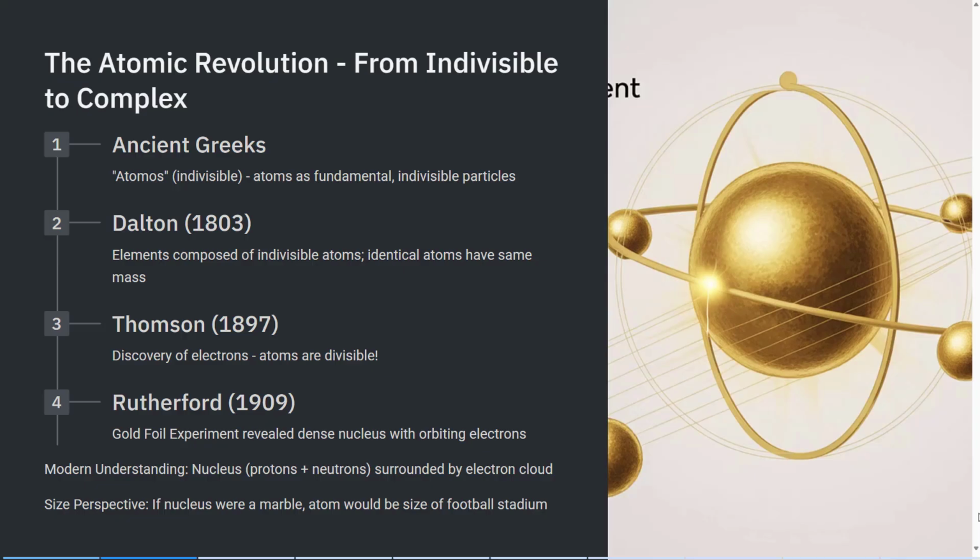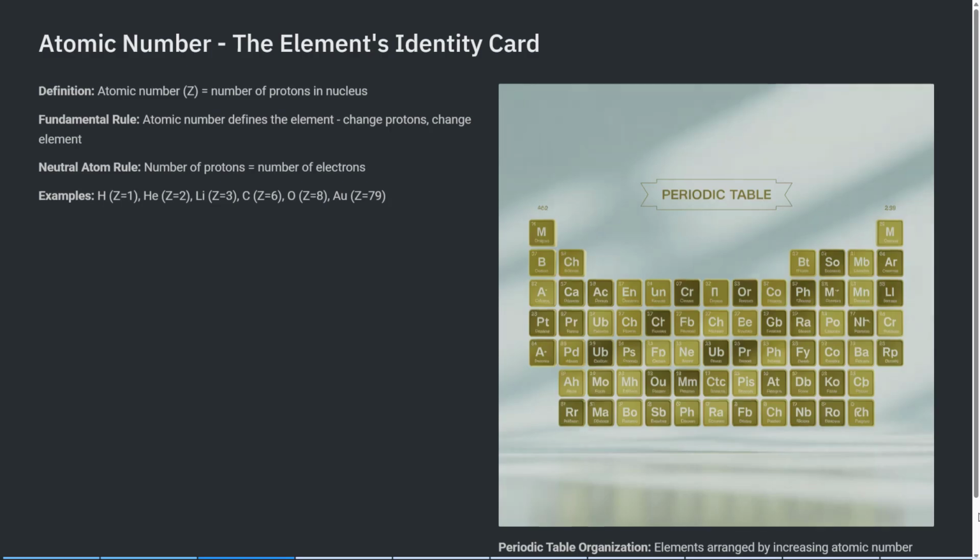Now let's explore how we identify different elements. Every element has a unique identifier called the atomic number, represented by the letter Z. The atomic number equals the number of protons in the nucleus. And here's the key point. The number of protons determines what element you have.